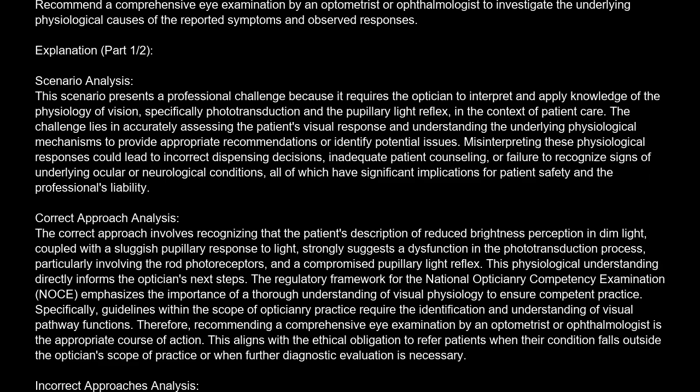Correct approach analysis. The correct approach involves recognizing that the patient's description of reduced brightness perception in dim light, coupled with a sluggish pupillary response to light, strongly suggests a dysfunction in the phototransduction process, particularly involving the rod photoreceptors and a compromised pupillary light reflex. This physiological understanding directly informs the optician's next steps. The regulatory framework for the National Opticianry Competency Examination, NOCE, emphasizes the importance of a thorough understanding of visual physiology to ensure competent practice. Specifically, guidelines within the scope of opticianry practice require the identification and understanding of visual pathway functions. Therefore, recommending a comprehensive eye examination by an optometrist or ophthalmologist is the appropriate course of action.